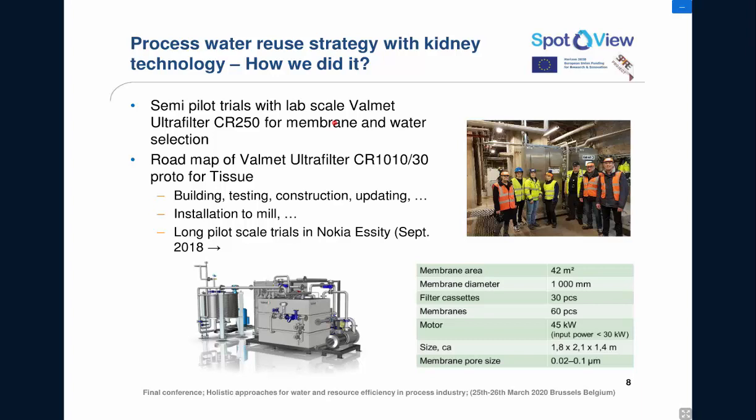And now the prototype has been in the Essity mill for 18 months, and it has produced 1,100 cubic meters of water, so 1.1 million liters of water inside the mill. So very much during those 18 months.